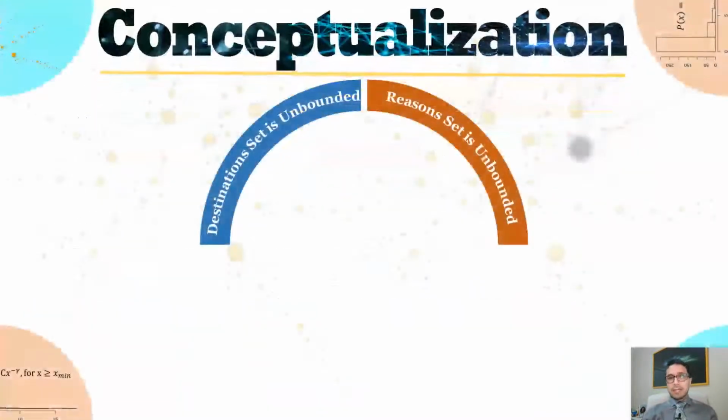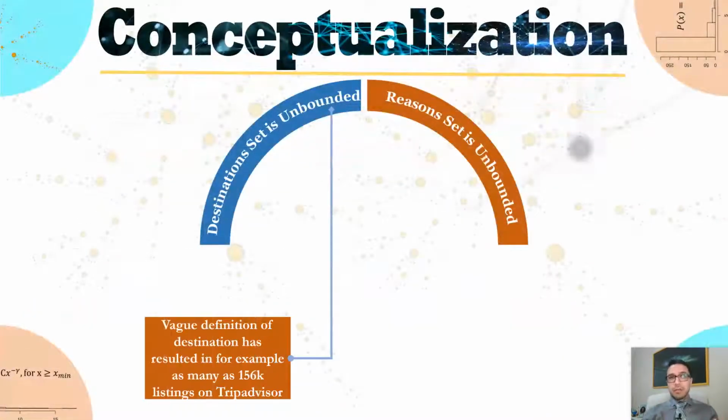Our destination set is unbounded, and this is because of the very vague and abstract definition of the destination. A country is a destination, as is a city, a state, province, or even a single attraction with some touristic significance. All of them can be considered as destinations. For example, on TripAdvisor, we have more than 156,000 destinations listed.